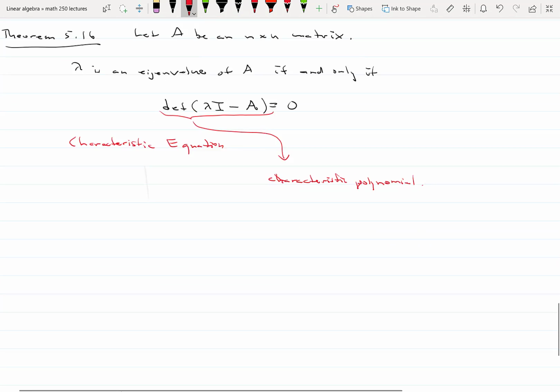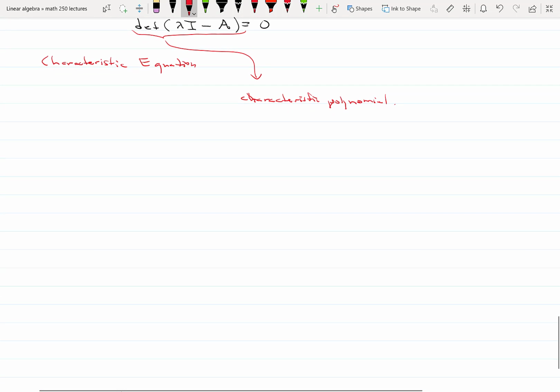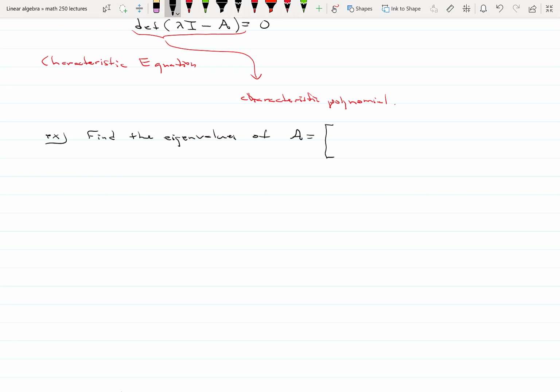Okay, so let's do this. Let's practice finding the eigenvalues of a matrix. For example, find the eigenvalues of the matrix A equals the same matrix we started out with. We observed that an eigenvalue was, I think, 4, but it didn't illustrate how we find it.